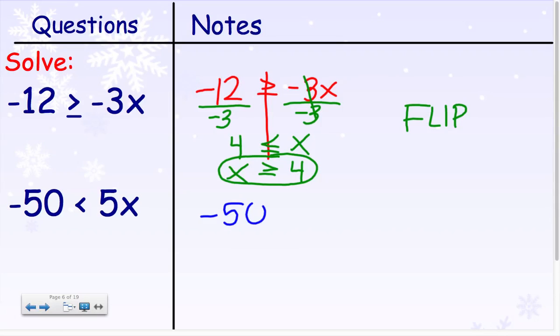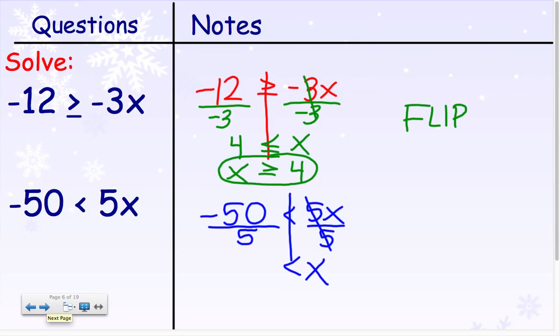Negative 50 is less than 5x. We're dividing by positive 5. We don't care that the 50 is negative. That doesn't affect our inequality. The only thing that matters is if the 5 is positive or negative. So bring down my x. My inequality stays the same. Negative 10. My final step is to rewrite it. My Pac-Man mouth is eating the x, so my Pac-Man mouth needs to eat the x.